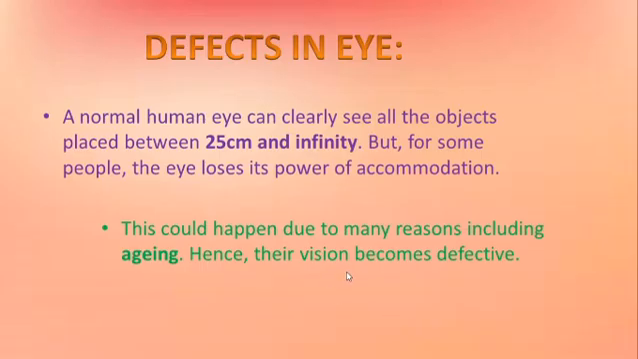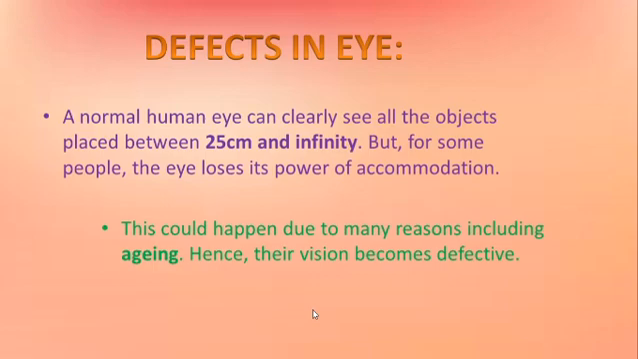Then defects in eye, next topic. A normal human eye can clearly see all the objects placed between 25 centimeter and infinity. But in some people, the eye loses its power of accommodation. This could happen due to many reasons including aging. When people grow old this problem comes. Hence their vision becomes defective.